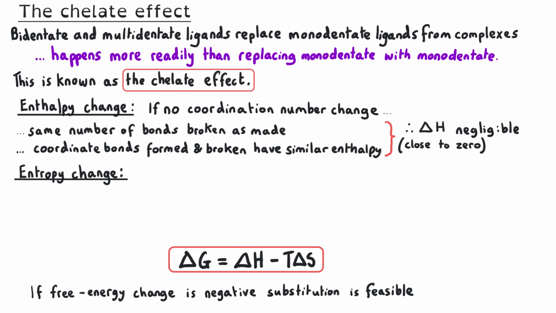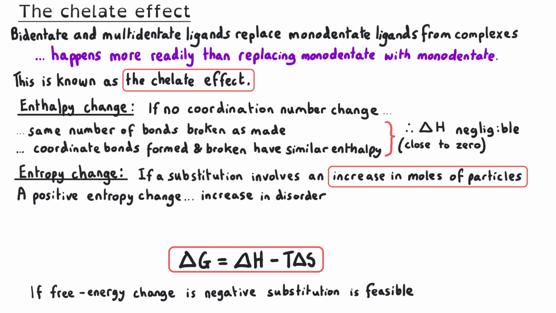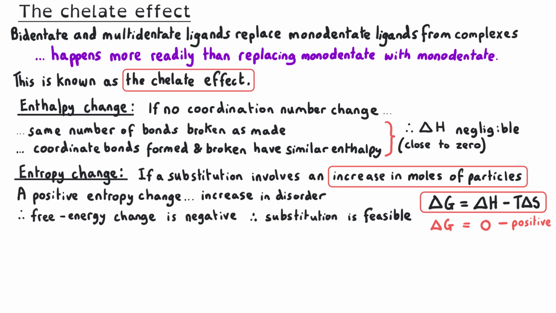When it comes to the entropy change, if a substitution involves an increase in moles of particles, this will be a positive entropy change. In other words, there will be an increase in disorder. And since delta H is effectively zero and delta S is positive, when we work out delta G, we're subtracting a positive number away from zero, which means that the free energy change is going to be negative, and this ligand substitution is going to be feasible.